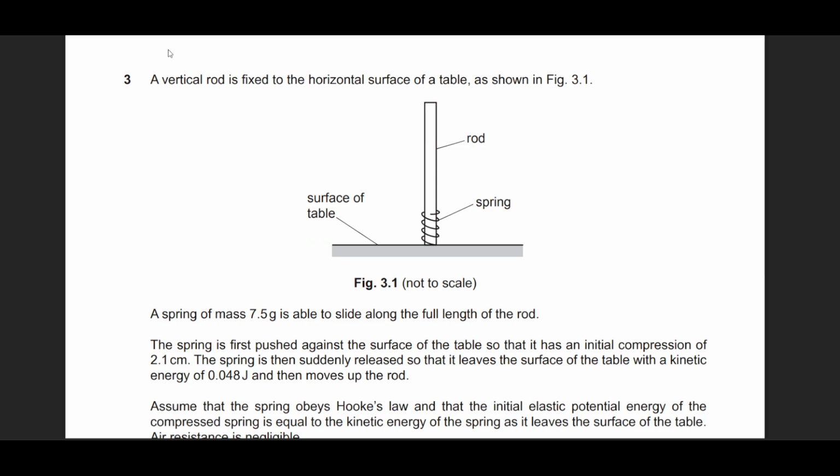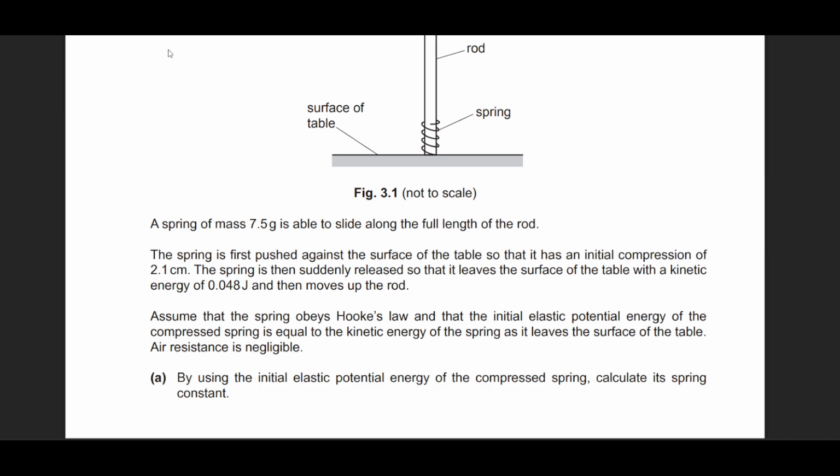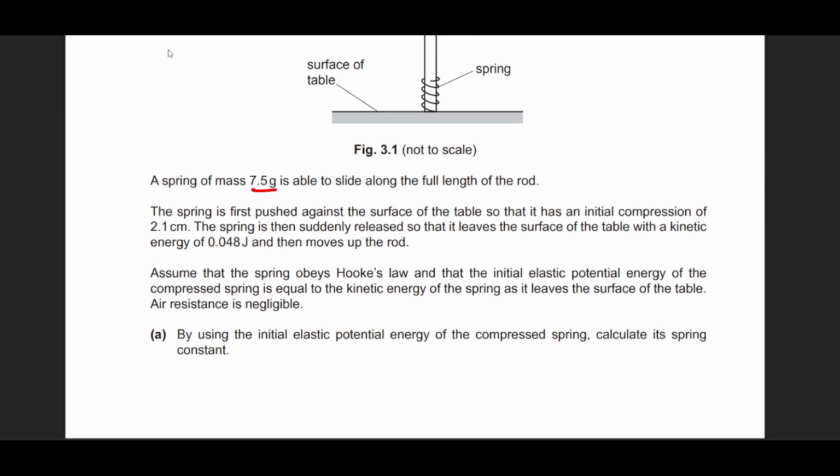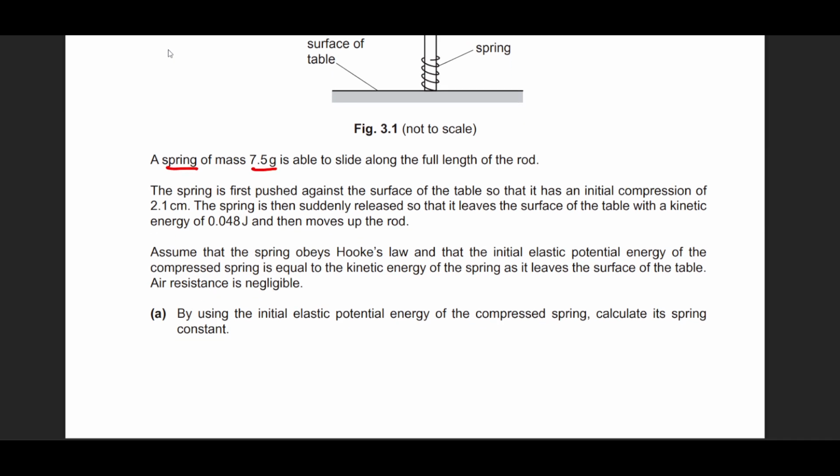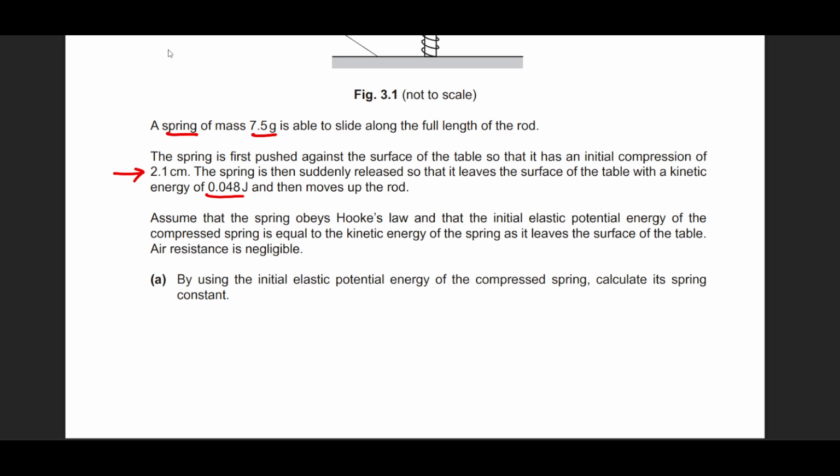Question number 3 says that there is a rod and spring. What he does to the spring, okay, the spring has a mass of 7.5 grams. There is a compression of 2.1, and when you compress it and release it, it unwinds and rises up with a kinetic energy of this much. It jumps, right?